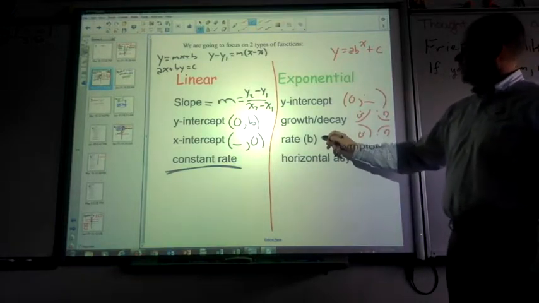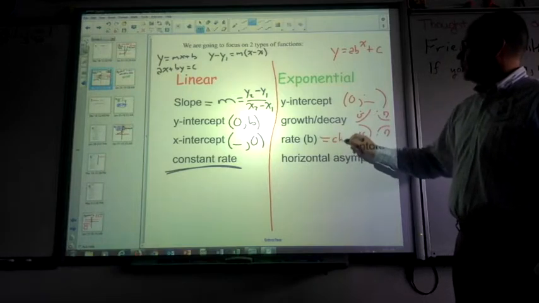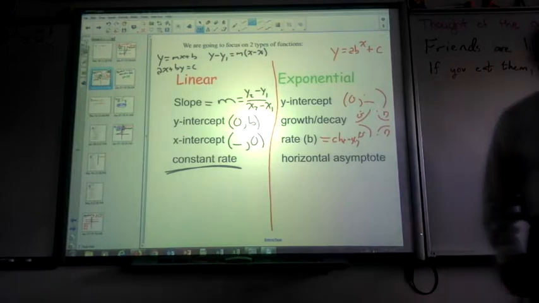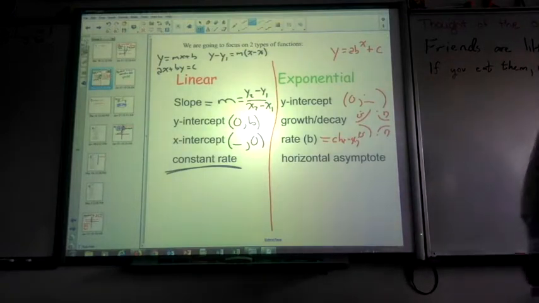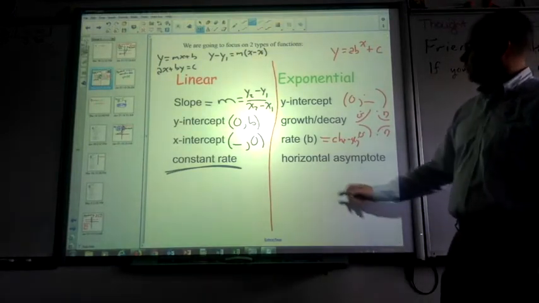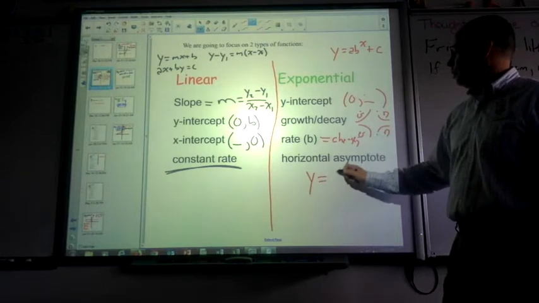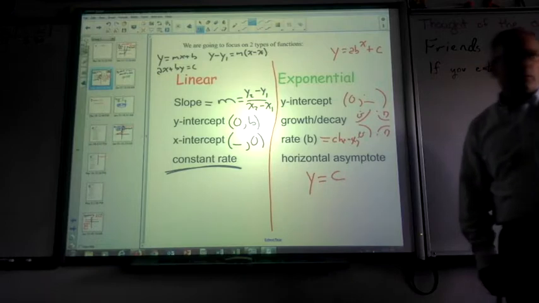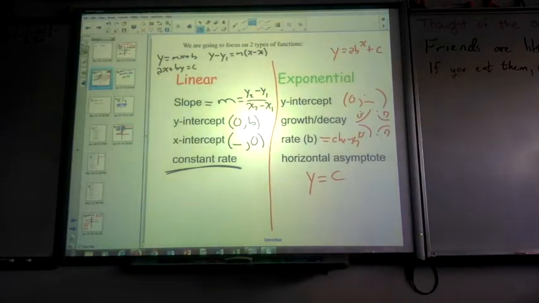The rate changes. Depending upon what 2 points you pick, the rate changes. And the horizontal asymptote is y is equal to c. Horizontal line. Right? All information we've discussed over the past few days. Agree? You like? Cool?